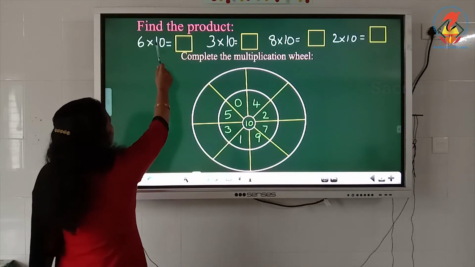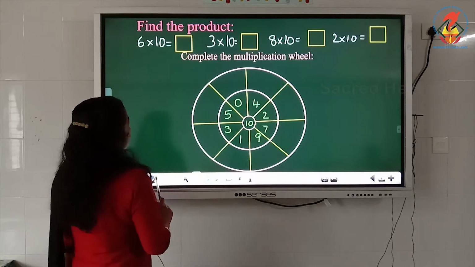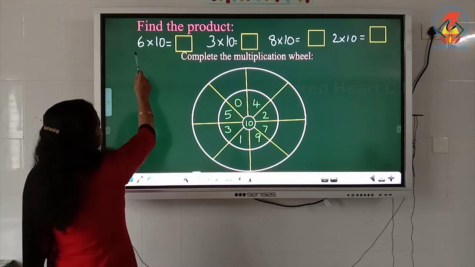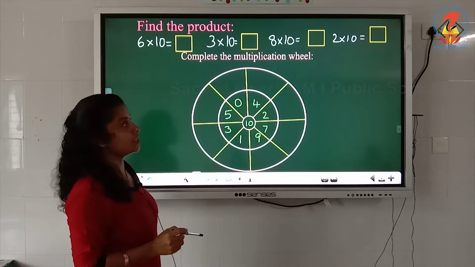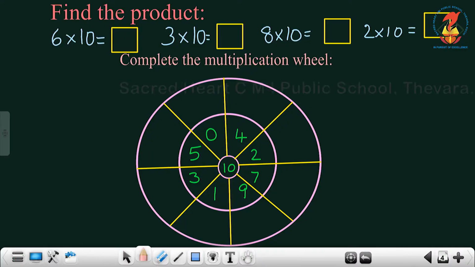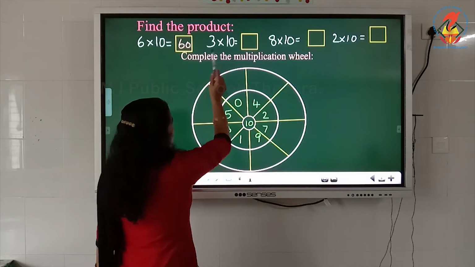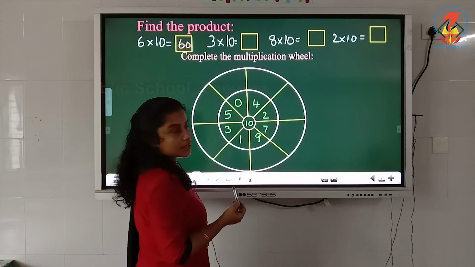Read the question. Find the product. What is the first question? 6 times 10. What is 6 times 10? 6 times 10 is 60. Next question is 3 times 10. 3 times 10 is 30.